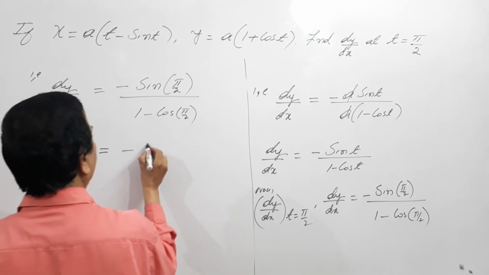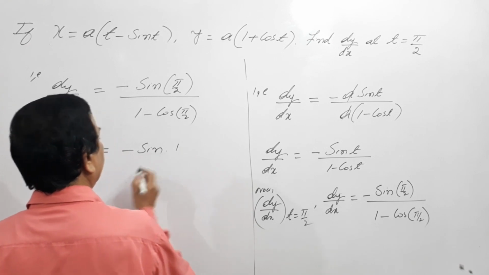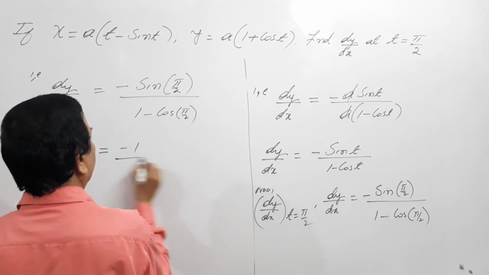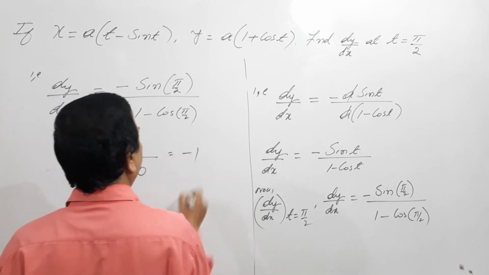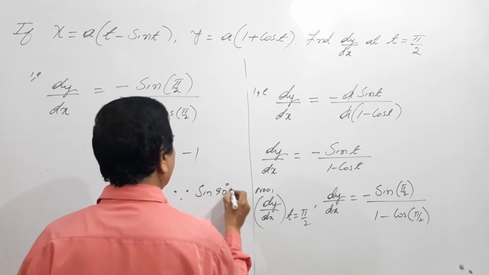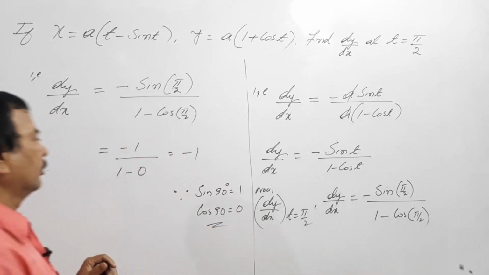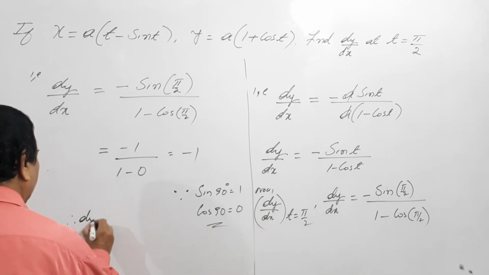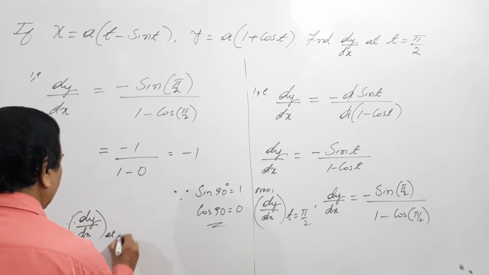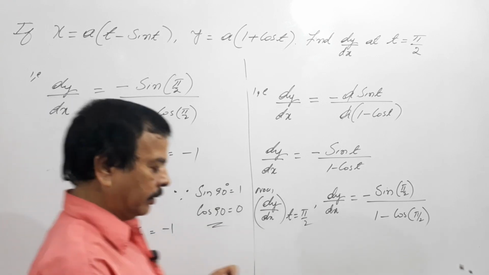This is equal to minus, what is sin 90? Sin 90 is 1. So this becomes (1 minus 1) divided by (1 minus 0), that is equal to minus 1, since sin 90 equals 1 and cos 90 equals 0. Therefore dy by dx at t equals pi by 2 equals minus 1. This is the required answer.